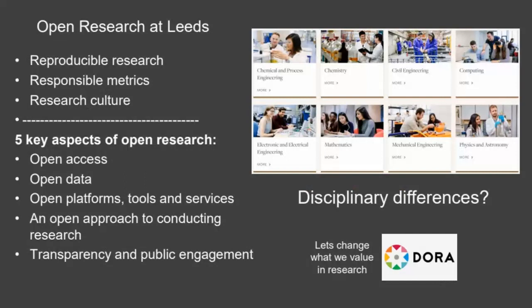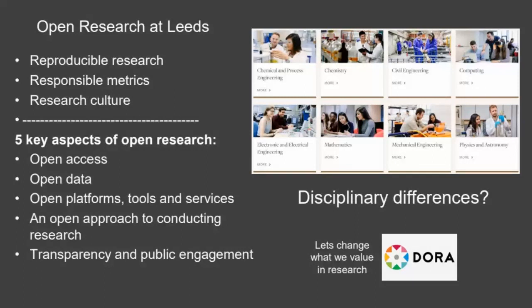Now, in terms of open research at Leeds, it is a really important strategic component of the university strategy at the moment. So we'll talk a lot more about reproducible research and things like responsible metrics. Historically, research has been motivated by things like journal impact factor. So that's the perceived value of a journal. That doesn't really tell you anything about the quality of research. We're trying to get away from that sort of metric as part of broadening research culture. So open research is a really important component of that.